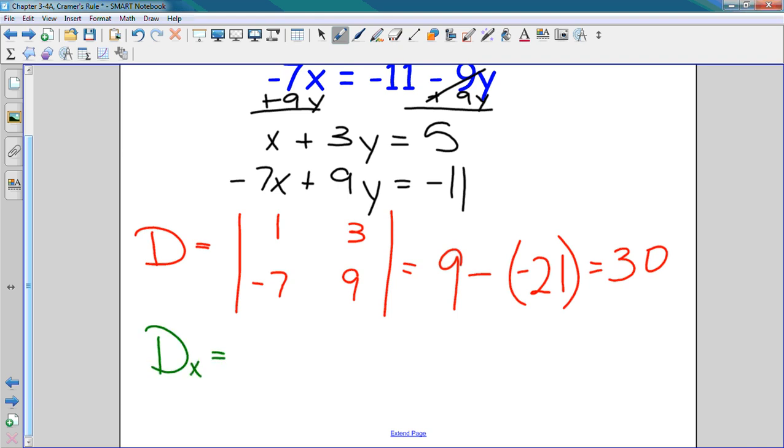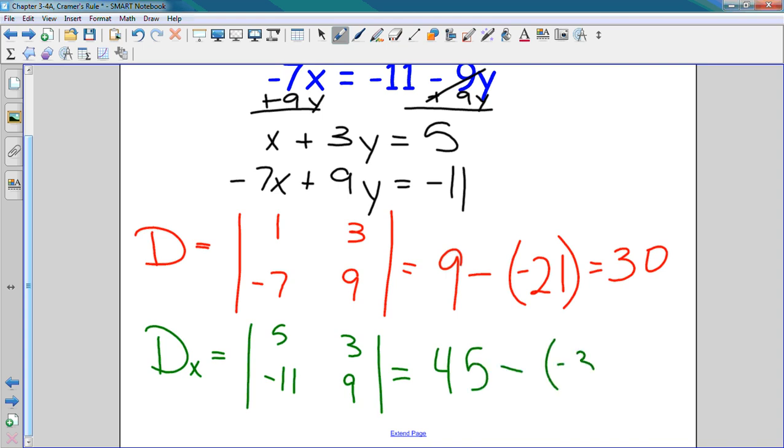This is the hardest part, remembering the order. For dx, C's go first, B's go second. So I have 5, negative 11, 3, 9. So I have 5 times 9 is 45, minus negative 33. C's go first, B's go second. For dy, A's go first, C's go second. You just got to get used to it.